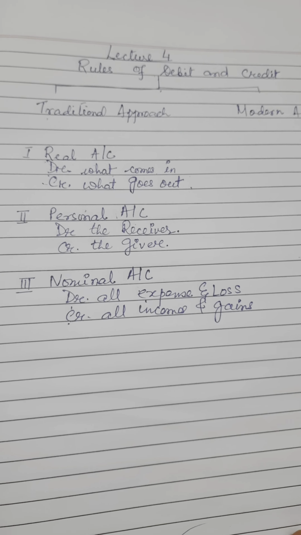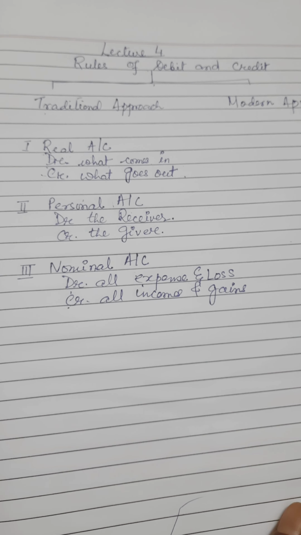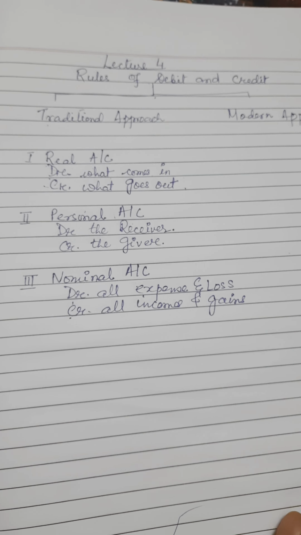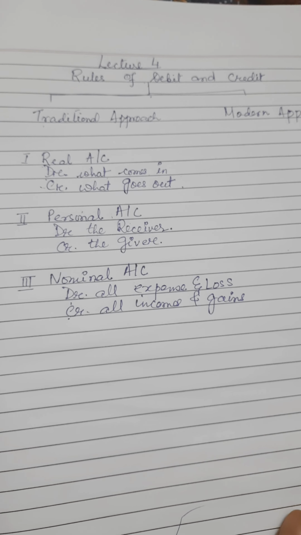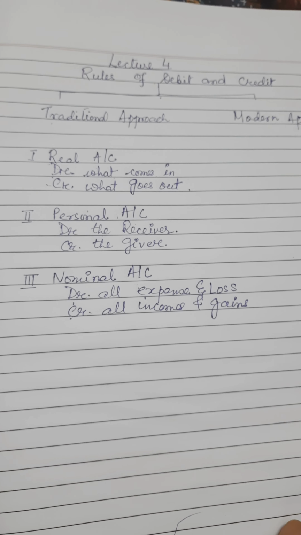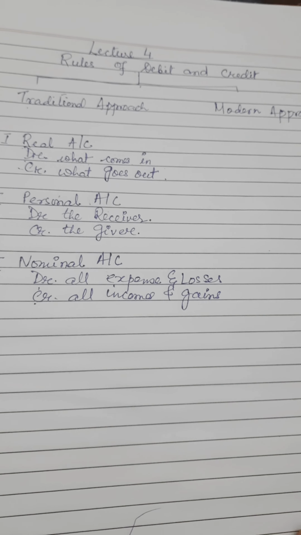So friends, this is about the traditional approach, and please try to understand. In the traditional approach, we have debit the receiver, credit the giver. Debit what comes in, credit what goes out. Debit all expenses and losses, and credit all incomes and gains. So this you have to remember thoroughly, right?